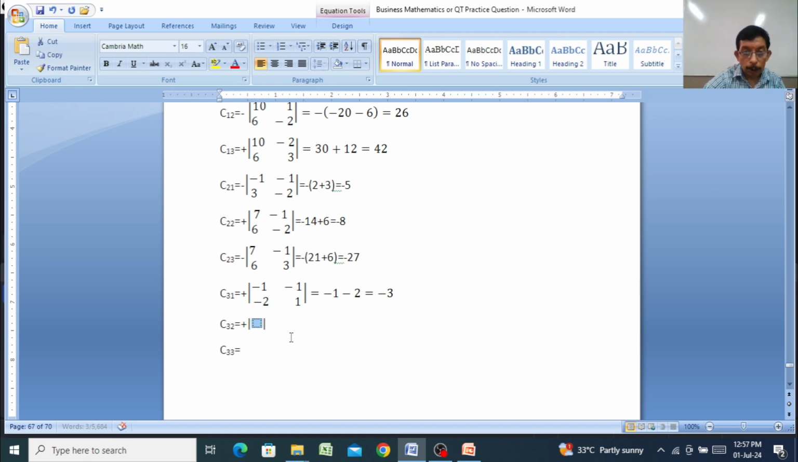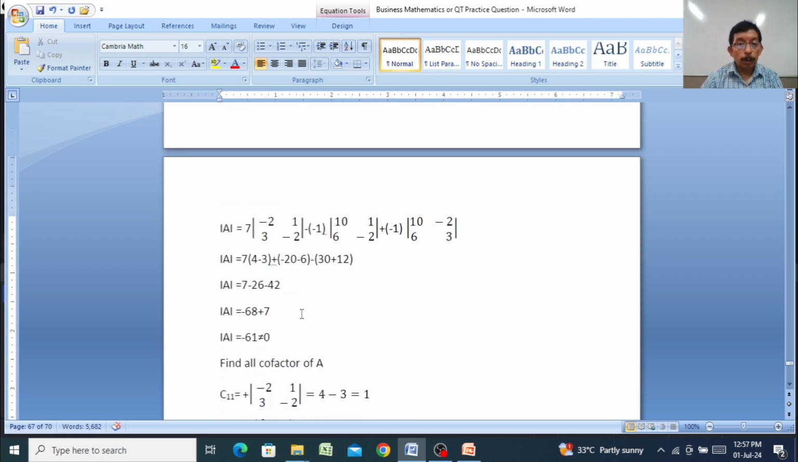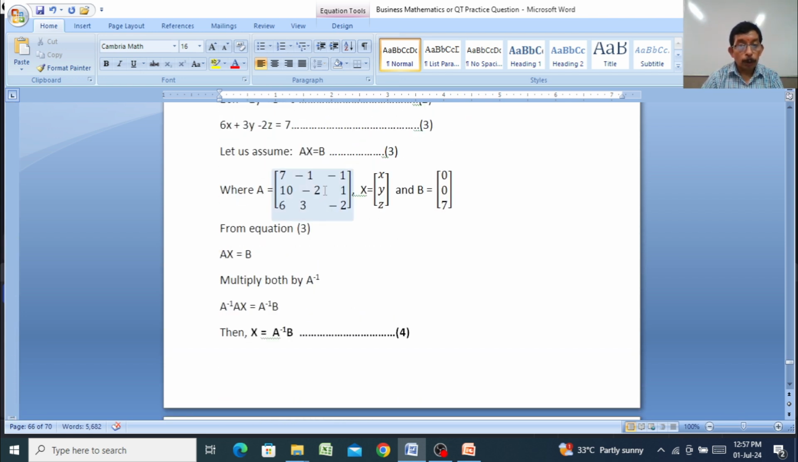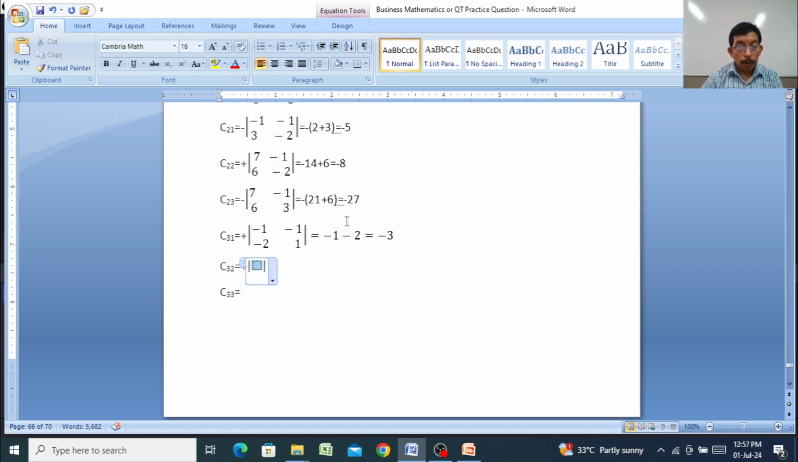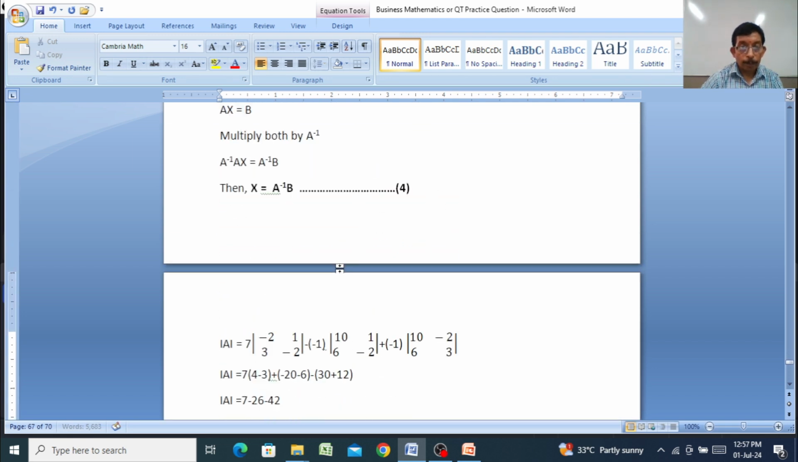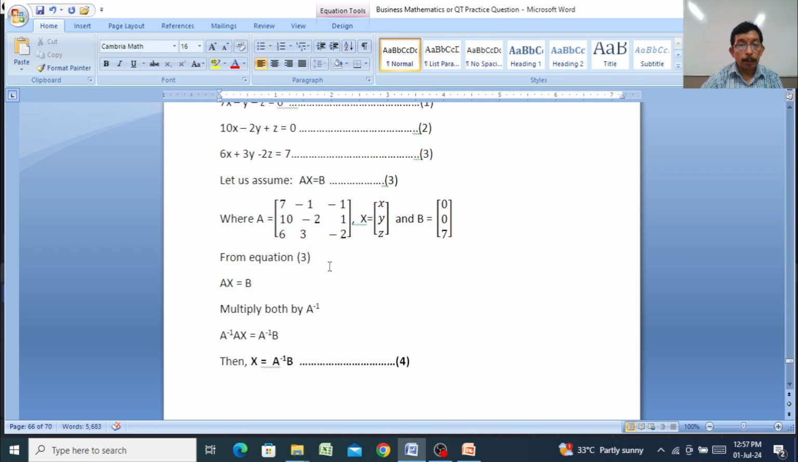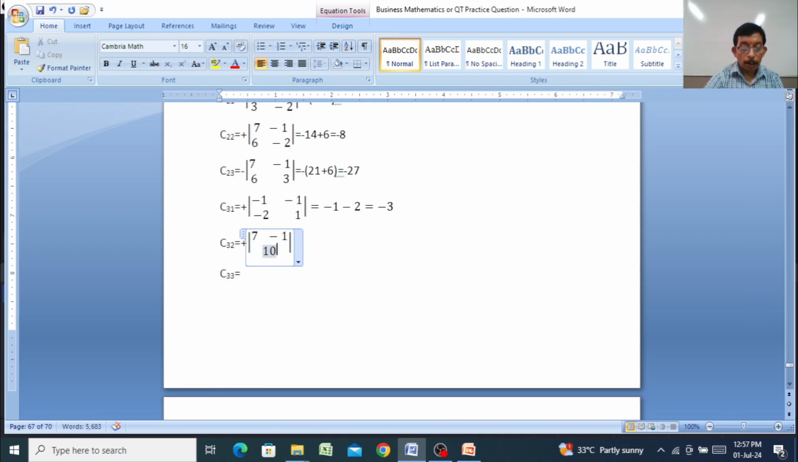C32 means third row second column element cancel out, and we get 7 minus 1, 10 1. 7 minus 1, 10 1, is equal to 7 into 1 is 7, minus minus plus 10. The value is equal to 70.